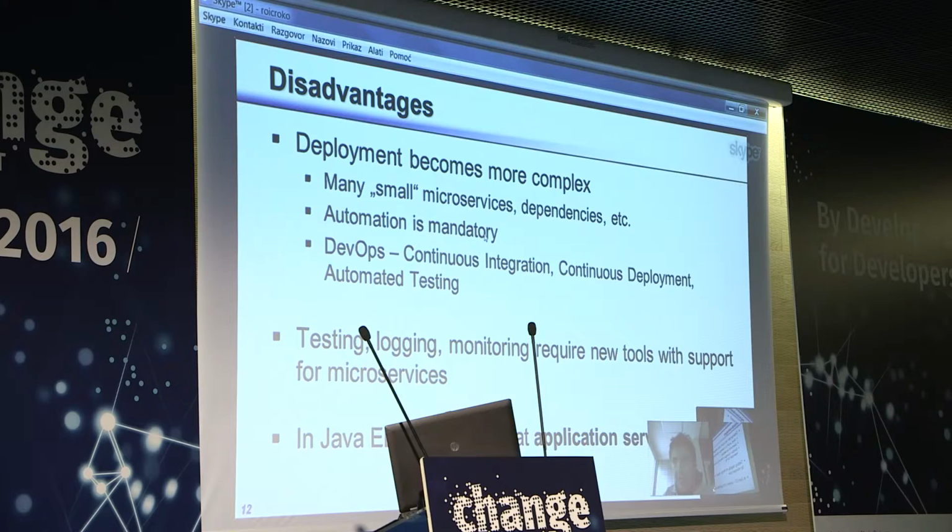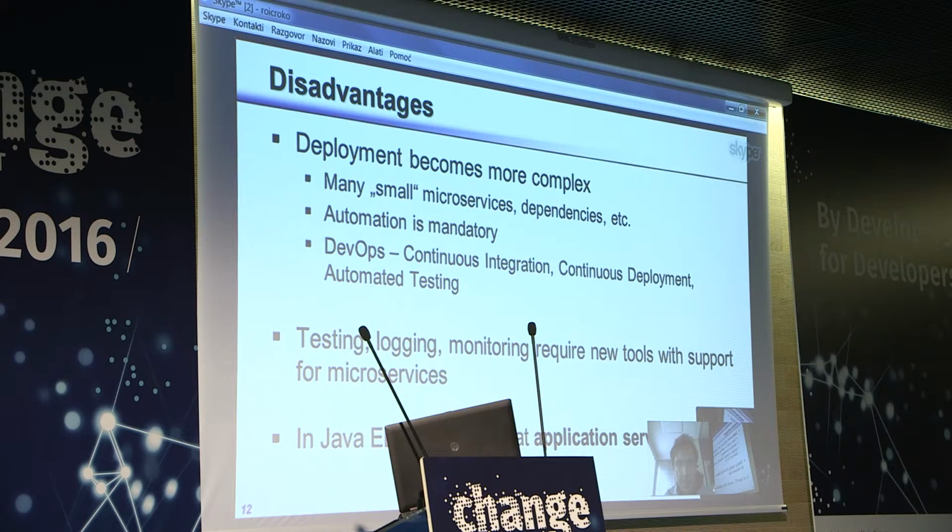Today, there is an unwritten rule that using microservices actually requires that you have DevOps procedures set up. What I'm talking about is continuous integration, continuous deployment, and automated testing. Without those tools, real-world microservice development is actually not possible. What else is important? Testing, logging, monitoring, they all require new tools which support microservices.